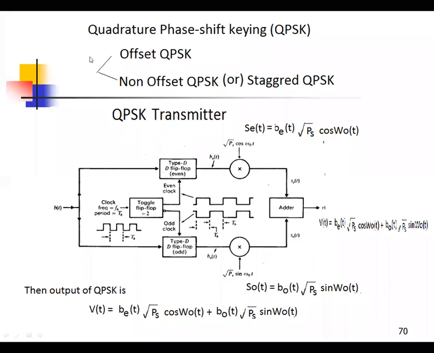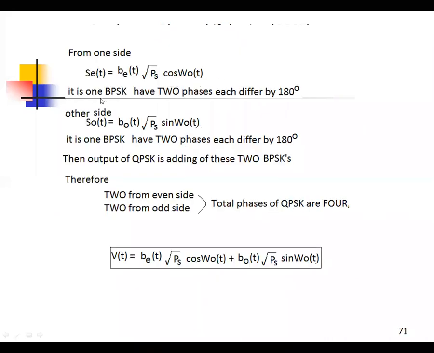Once again, from one side, the SE of t signal has B of t root PS cos omega naught t. It is one BPSK having 2 phases, each differing by 180 degrees.